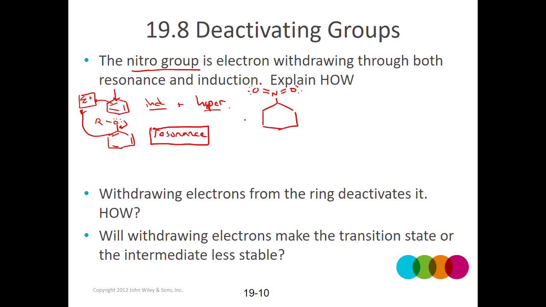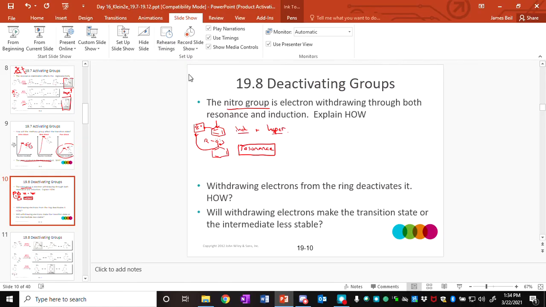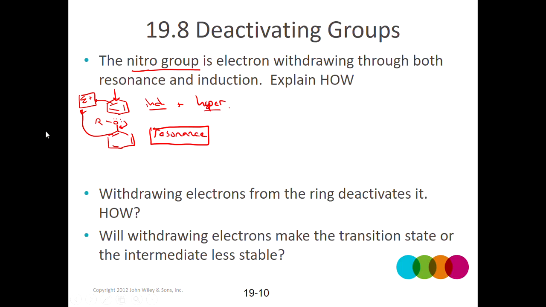Oops, no, it's not. Can't have a 5-bonded carbon. That would be crazy. So my nitro group has a double bond on one side and a single on the other. So the nitrogen won't have more than 8 electrons around it.